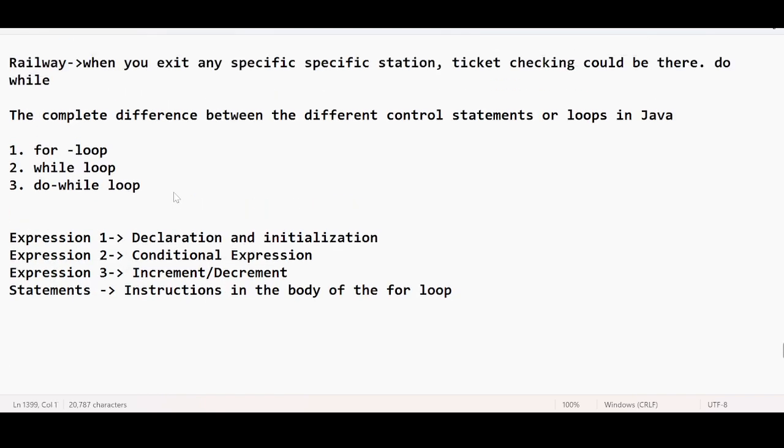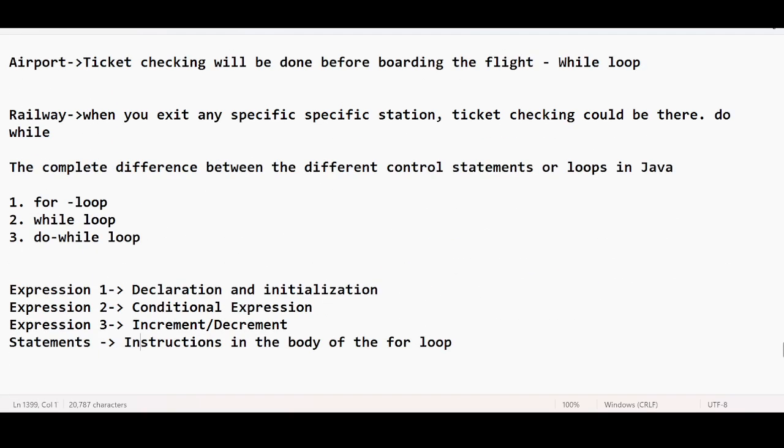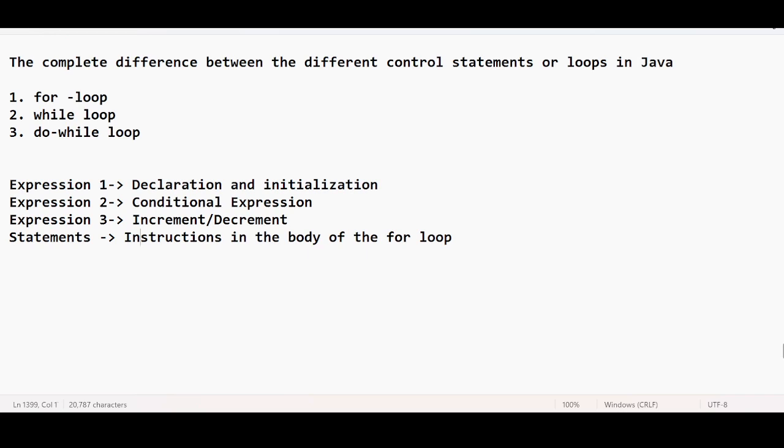Yesterday we came to a conclusion and created a formula for the inner for loop. Before discussing the inner for loop, today we will be understanding the complete difference between the different control statements or loops in Java. There are three prominent loops in Java: for loop, while loop, and the do while loop. We will understand all the minor differences between these three control statements.